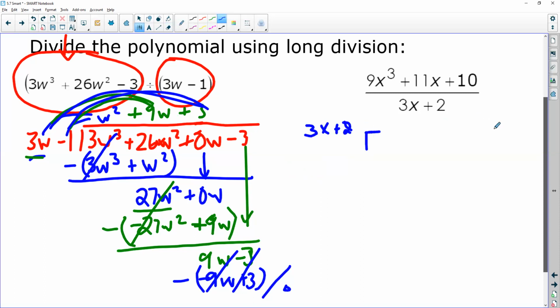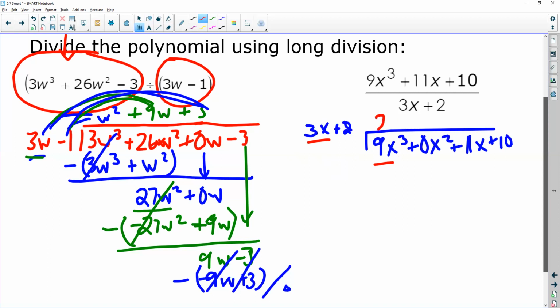I have 9x cubed plus 0x squared. I have to hold that place. Plus 11x plus 10. So same process. Turn 3x into 9x cubed. I need 3x squared. Distribute. So I get 9x cubed plus 6x squared.